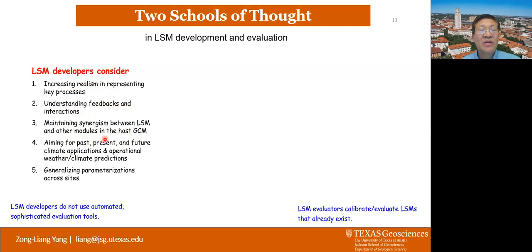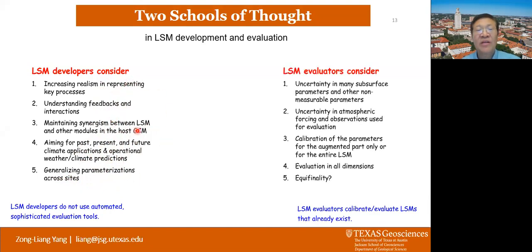And the modules are developed for land package, aiming for past, present, and future climate applications. And the parameterization developed from a few sets, but you want to generalize the parameterization across the globe. So these are the basic considerations the people from the model development community worry about, think about.